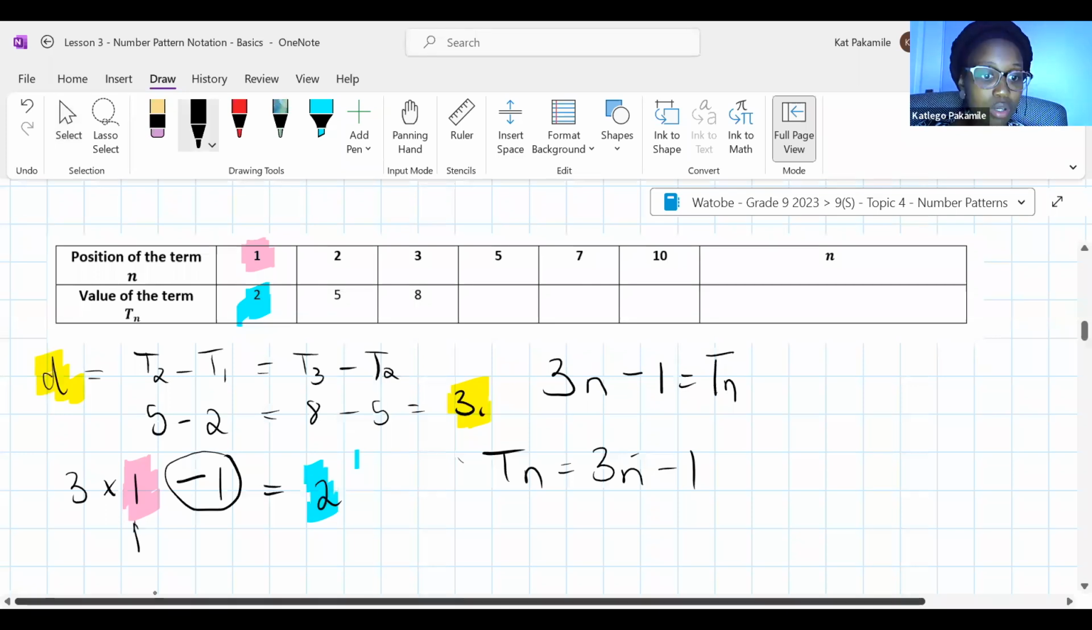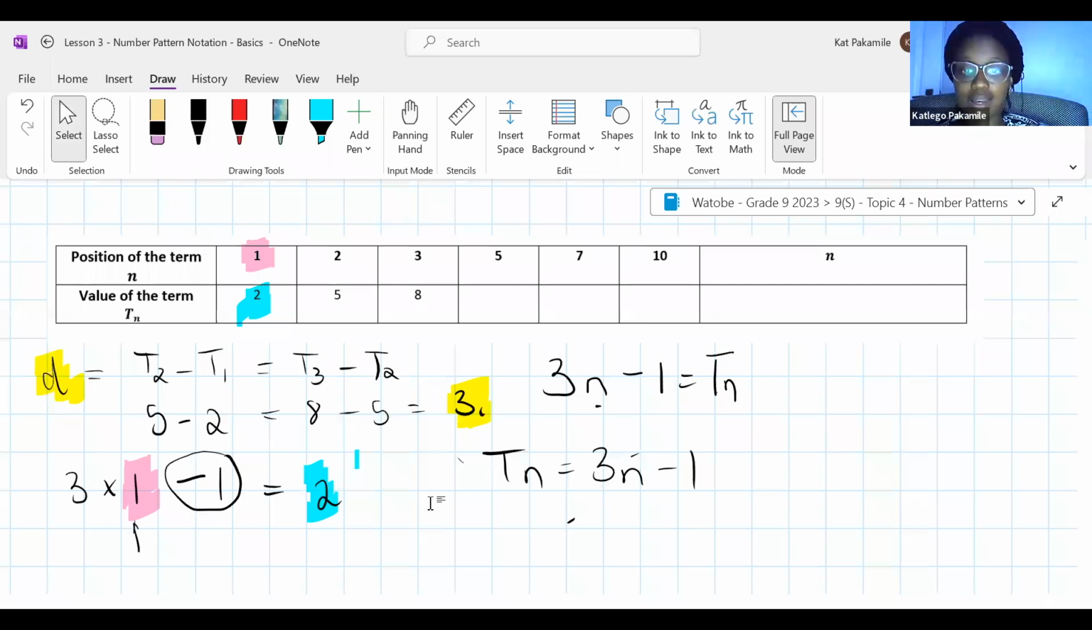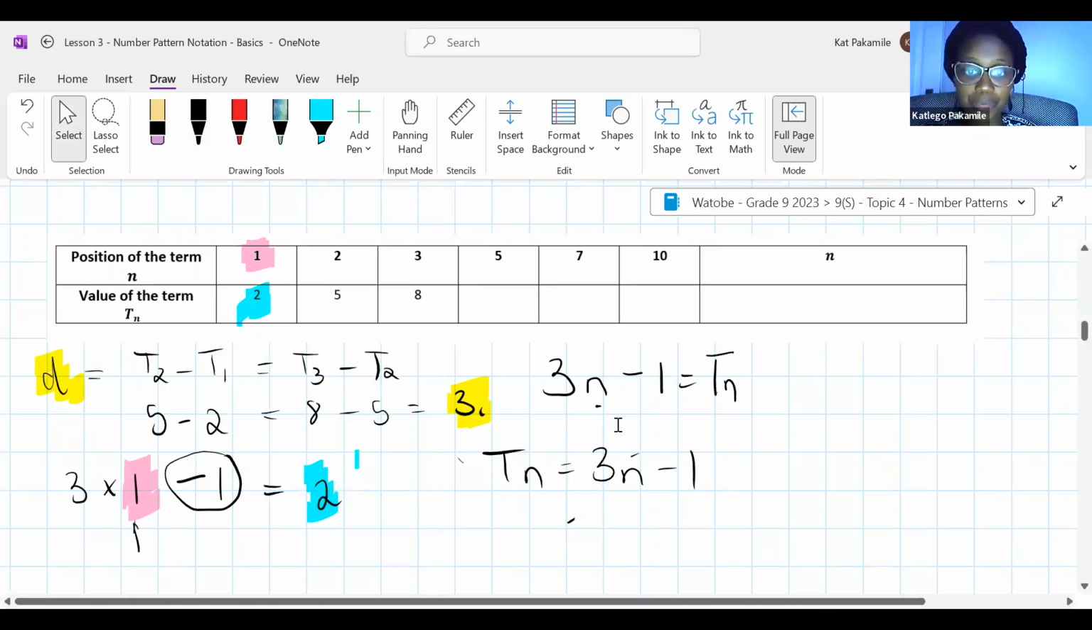So we technically said 3 times the position, which is N. But instead of writing, remember last week I wrote "position of the term," instead of writing that whole sentence, I'm just writing N. We're giving it a letter. You see that? So I said 3 times N minus 1 is equal to Tn.